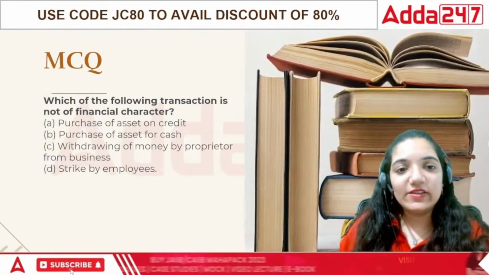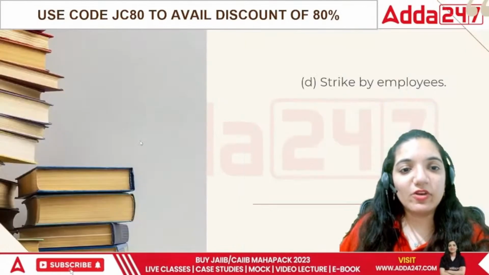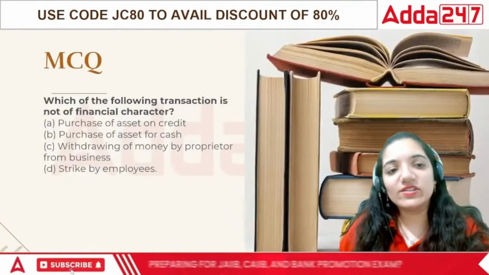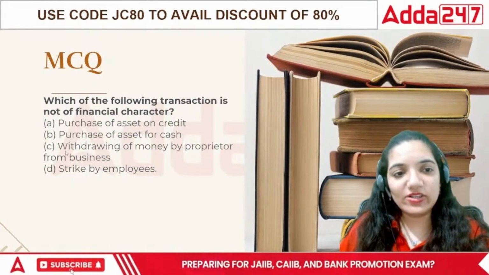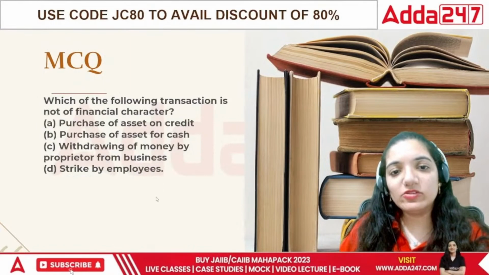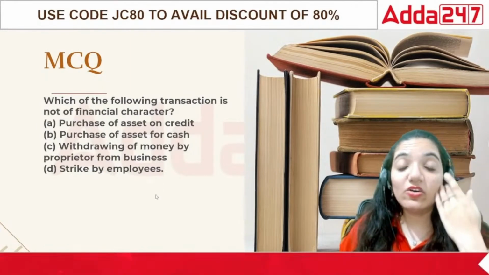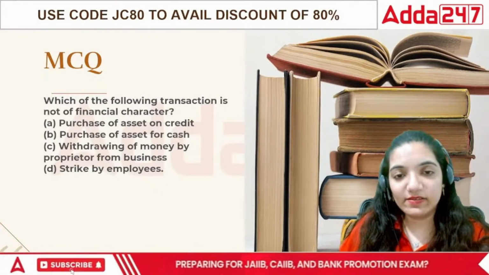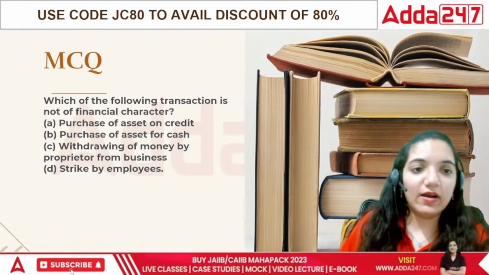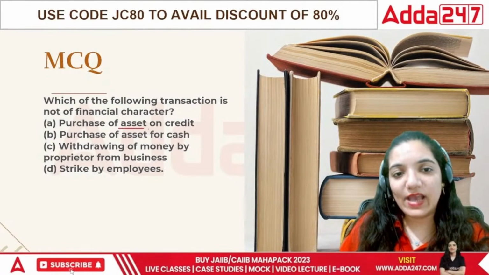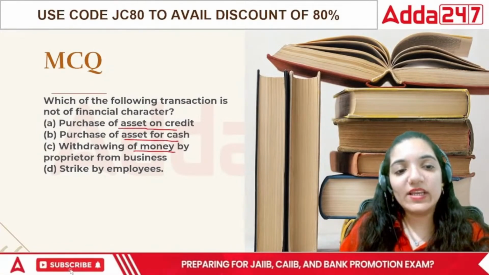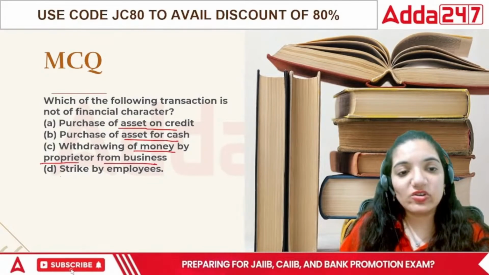First point. The first question says, which of the following transactions is not of financial character? First of all, we are going to talk about which of the following is not of a financial character. The options are: purchase of asset on credit, purchase of asset for cash, withdrawing of money by proprietor from business, or strike by employees.